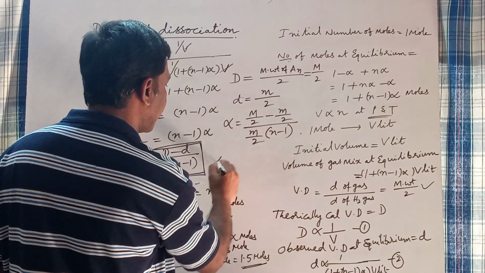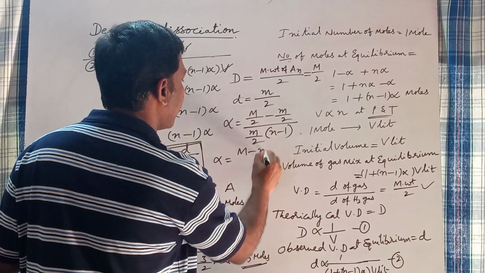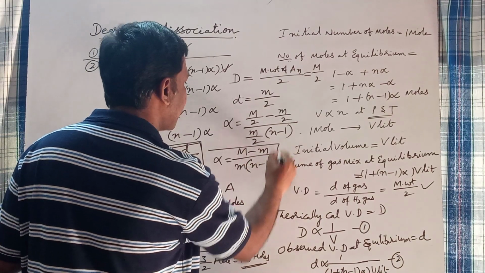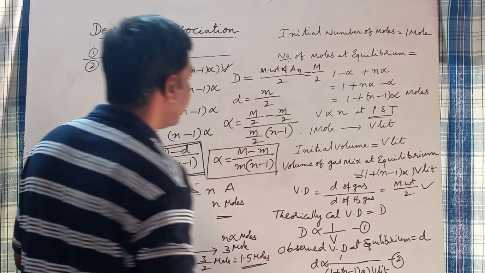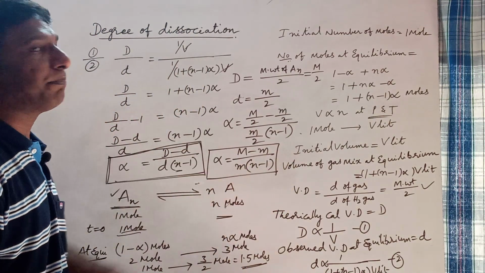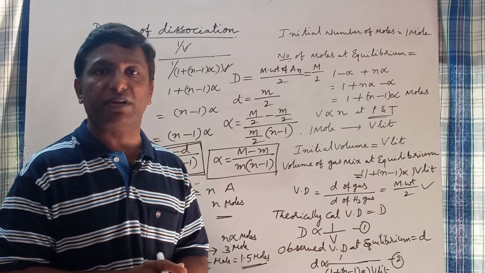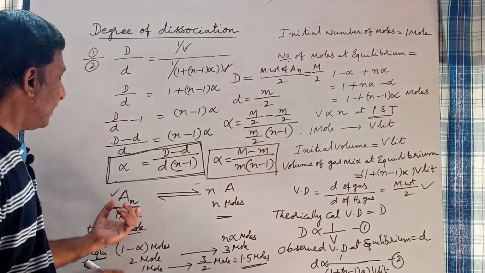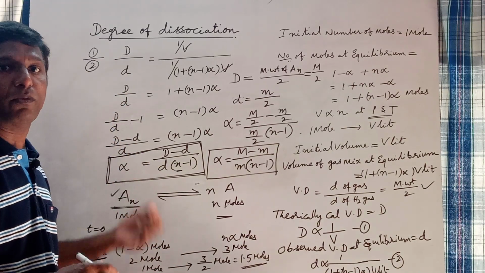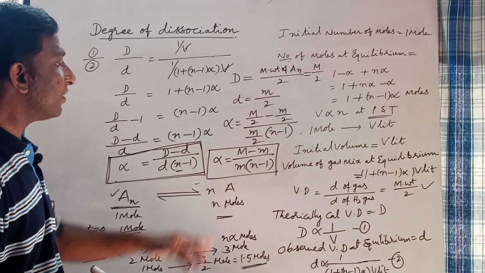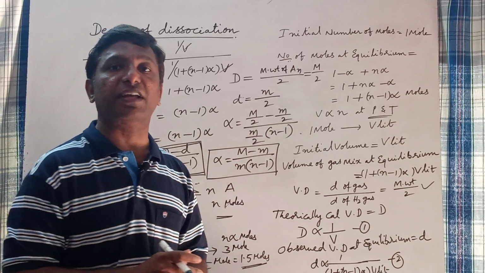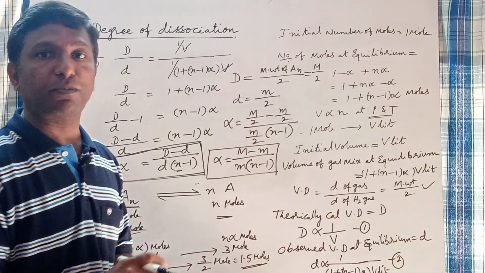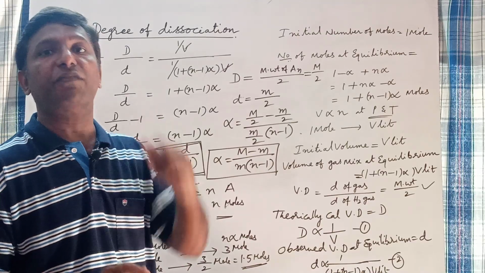So that is also written like this: capital M minus small m by small m into n minus 1. This is another formula to find out degree of dissociation, where capital M is the theoretically calculated molecular weight, that is nothing but the molecular weight of the initial reactant compound. Small m is the average molecular weight of the gaseous mixture at equilibrium state, and n is the number of moles of product formed by decomposition of 1 mole of reactant.